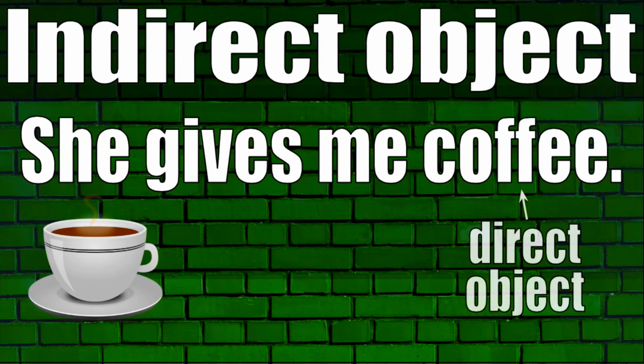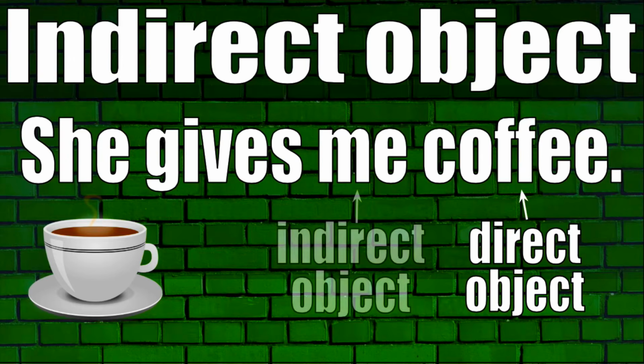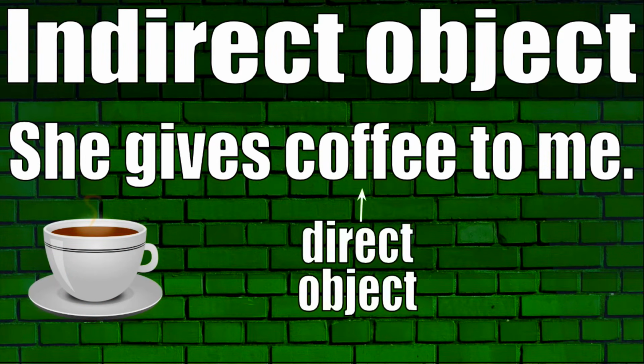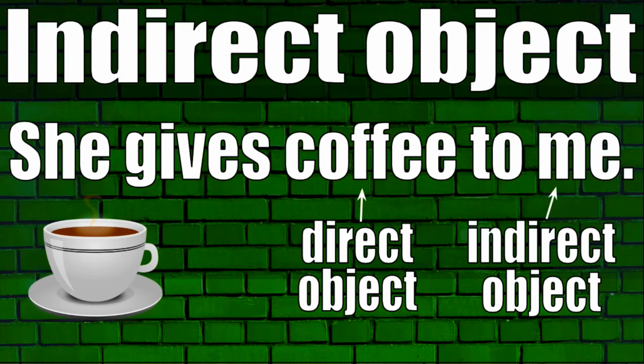We already know that coffee is the direct object of the sentence because coffee is the thing that is being given. The word me is the indirect object because me is the thing or person that the coffee is being given to. We can also say this in a different way. We could say, she gives coffee to me. Coffee is still the direct object, and me is still the indirect object.